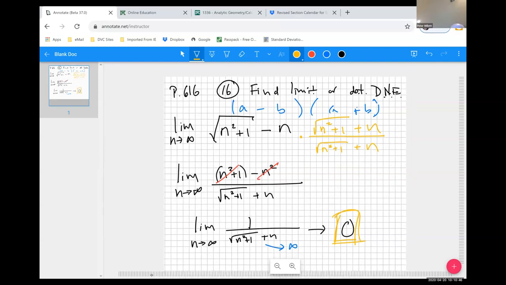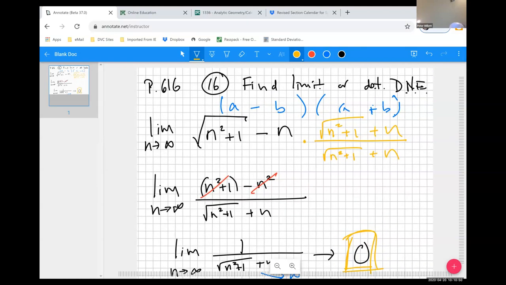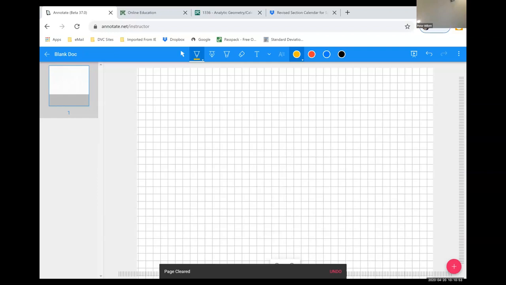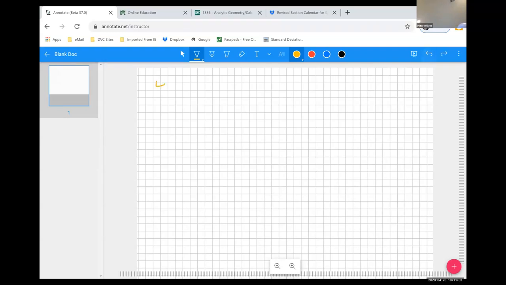Okay, so I'm going to clear this page. And so let's maybe take a look at number 46. The instructions say, determine whether the following sequences converge or diverge, and state whether they are monotonic or whether they oscillate. Give the limit when the sequence converges. So that's a lot, but let's look. The sequence they provide is 1.2 to the n.